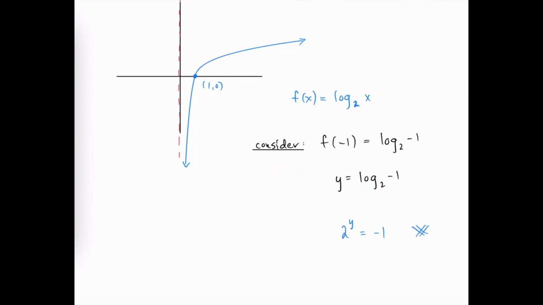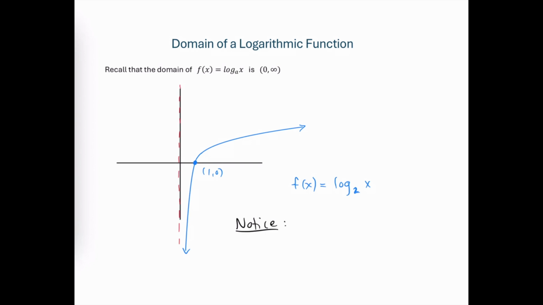There's no power that we can put on 2 to have an output that is a negative quantity. Even if we raise it to a negative quantity, we get positive outputs. When we raise 2 to the 0 power, we get a positive output. And certainly when we raise 2 to the positive powers, we get positive outputs. So it's not possible to get a negative quantity here, and therefore we cannot have a negative value in the argument of a logarithm.